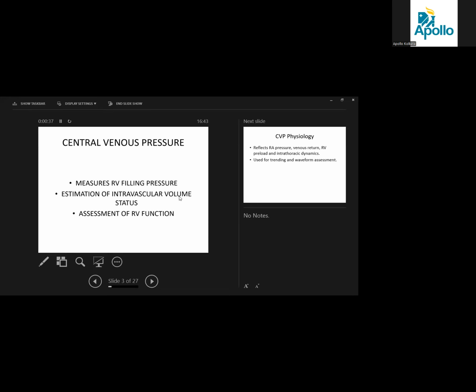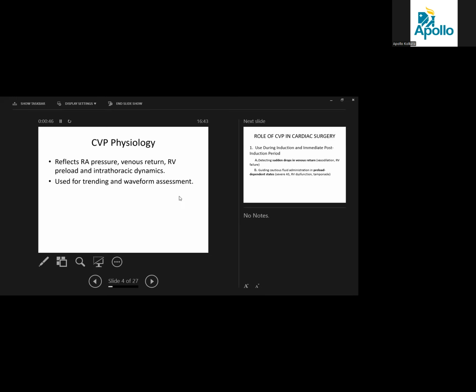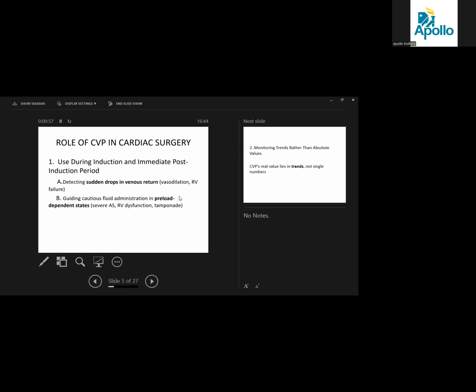Now, CVP measures the RV filling pressure. It gives an estimation of the intravascular volume status. It is used for the assessment of the RV function. It reflects the RA pressure, the venous return, the RV preload, and the intrathoracic dynamics. It is used for trending and waveform assessment.